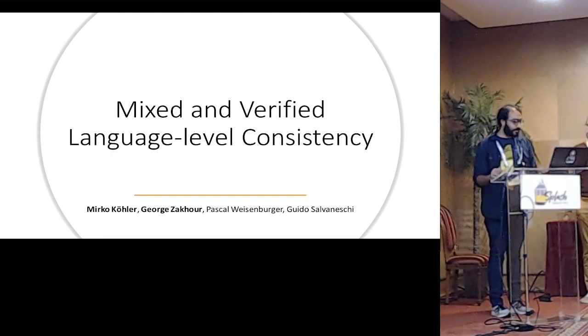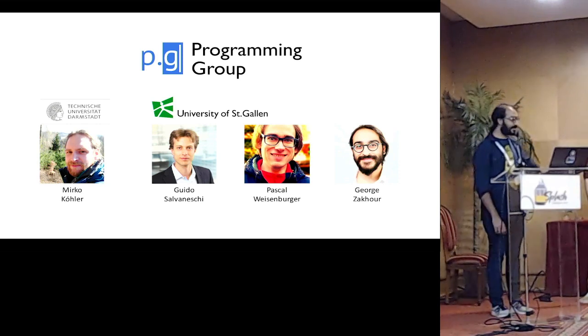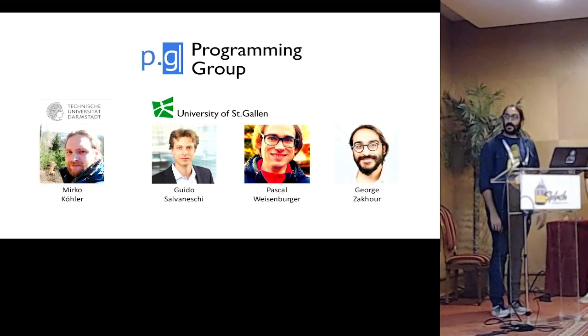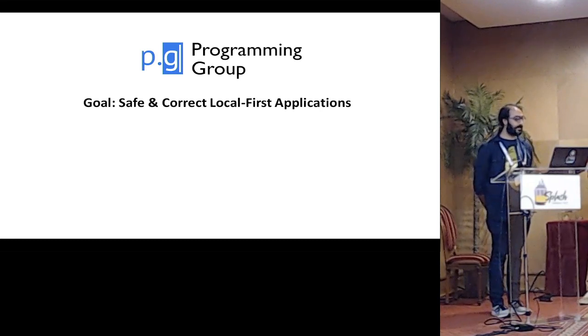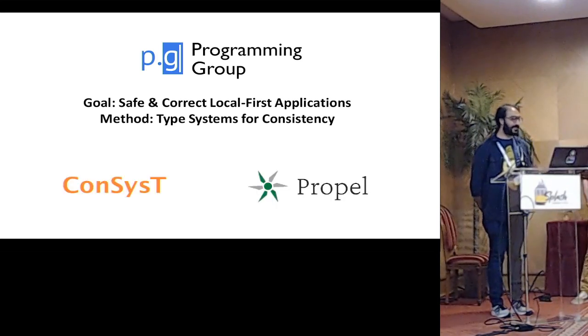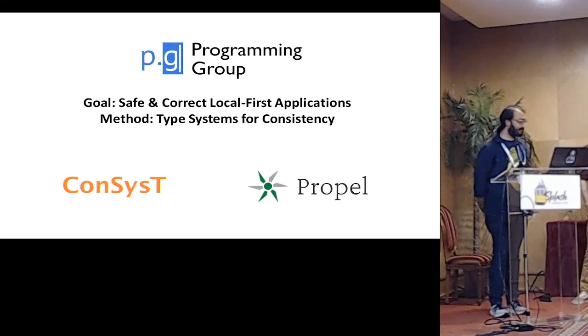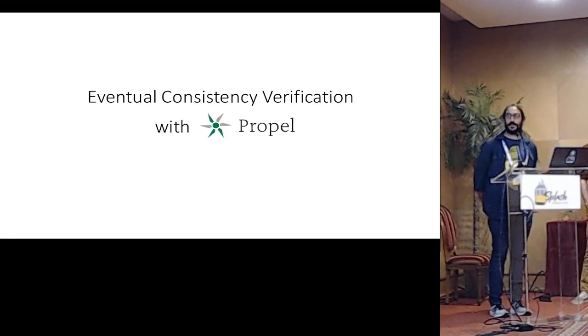So, who are we? I'm George. I'm this guy on the right. Mirko is my co-presenter. I'll give him the mic soon. We're from the programming group, and we're kind of split over the University of St. Gallen and Darmstadt. And what do we want to do? We want to make safe and correct local first applications. And how do we want to do it? Using type systems and programming languages. And our projects are 2. There's 2 directions: consist, which Mirko will talk about, and then Propel, which is what I'll be talking about now.